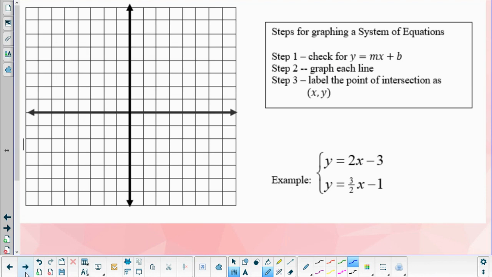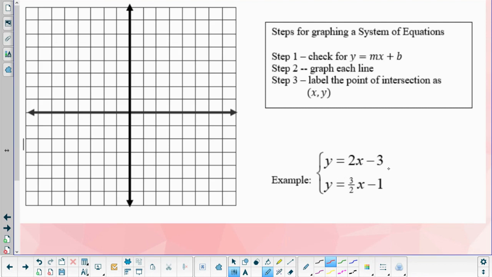All right, how do we graph systems of equations? Well, we have to graph them one at a time. So the first thing you want to look for is, are they in slope-intercept form? So both of these examples are in slope-intercept form. So I'm going to go ahead and start with my first one. I'm going to graph it in red, and I'll do the second one in blue so we can kind of see the difference between the 2 of these.